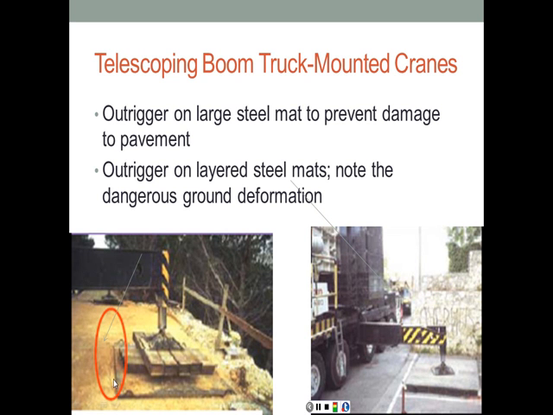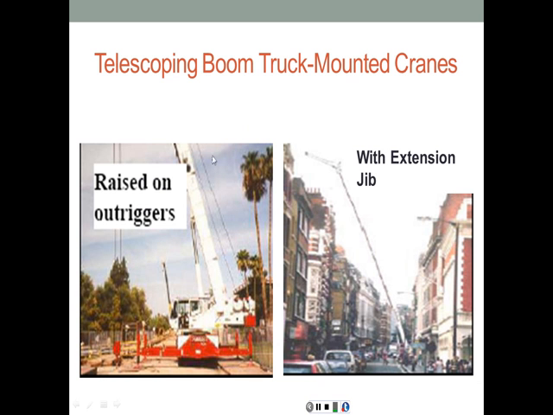Here, for example, you're going to notice that the pressure of the outriggers on the mat creates some ground deformation, because the ground is relatively soft. So you should increase the width of that mat to avoid high pressure on the soil that can cause deformation and instability of the whole crane. Here the crane is raised on the outriggers, and here it has an extension jib. It could be hydraulic, or telescopic with an extension jib as well.